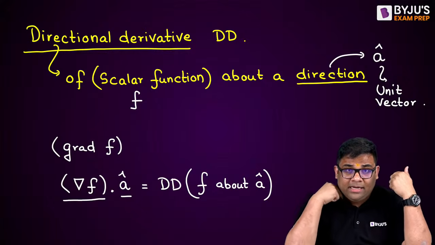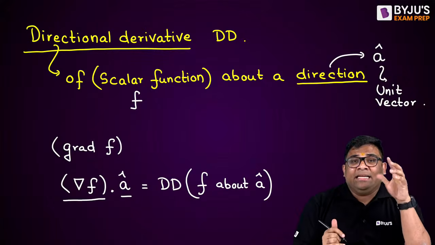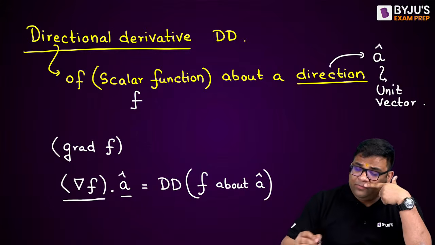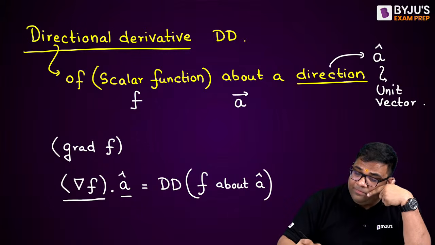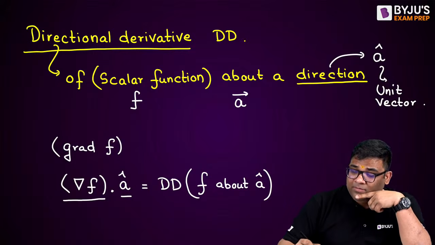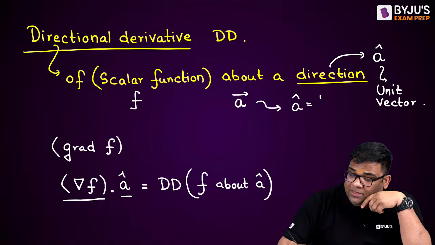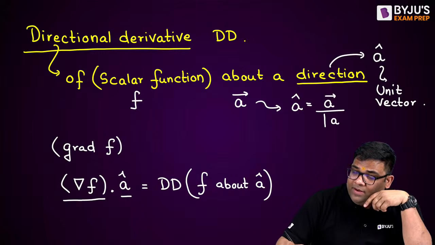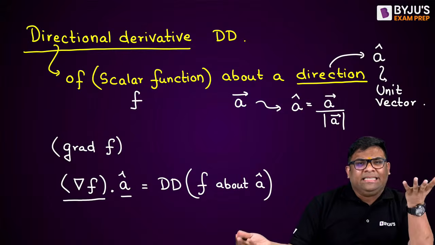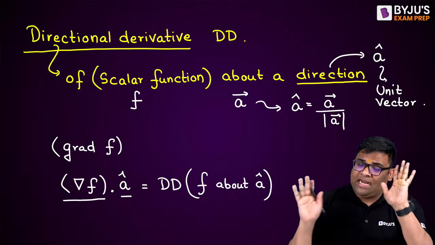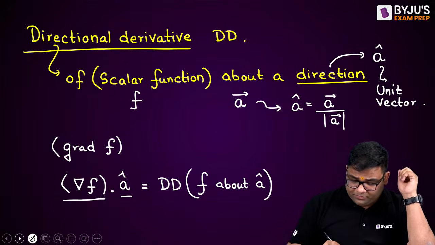Now if I say that in place of the unit vector, suppose there is a vector a given. How to find a unit vector from this? You take that particular vector and divide by the magnitude. You will get the unit vector. Yes, easy. Everybody understood what is directional derivative? Let us solve one question.